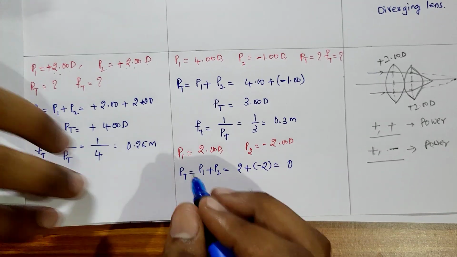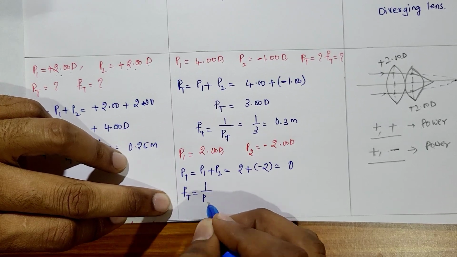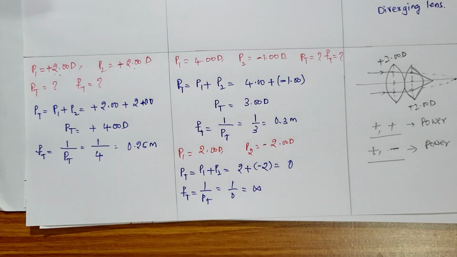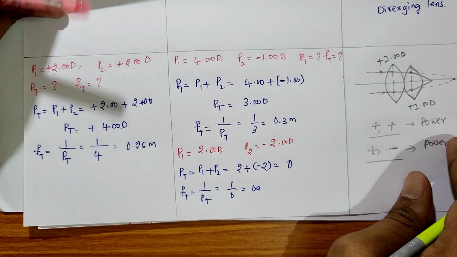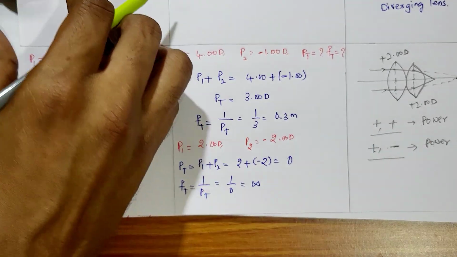What happens to focal length now? Focal length F total is equal to 1 divided by P total. 1 by 0, it is infinity. Now where are the light rays going to meet? They are not going to meet anywhere. For this, I will draw a diagram now, see once. Let us understand.